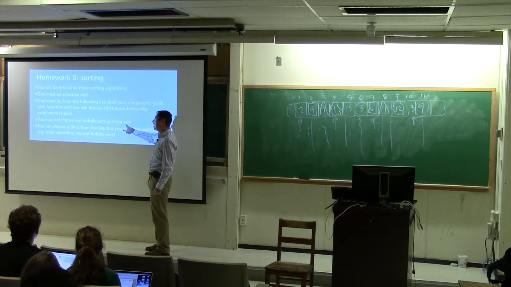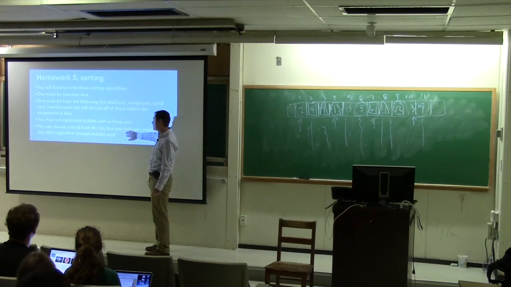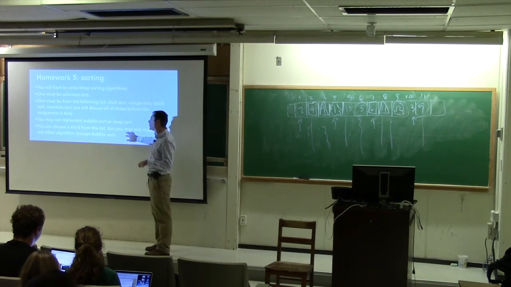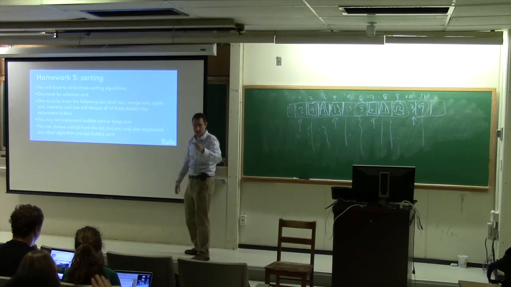And then you can choose a third sort also from the list, or any other sort that's not a stupid sort like Bogo sort. Sorry, well, you could, but then it would fail all the tests because we're timing them. So you can choose a third one, but you can't choose the stupid sorts. Yes?